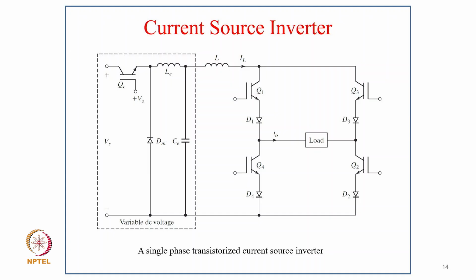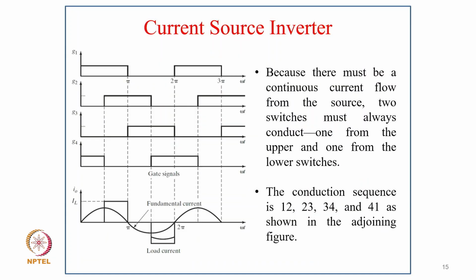So this can be operated in PWM mode, or it can be operated virtually in square mode. But because the DC link current is constant, to control the output current in the load we certainly require PWM control of this current source inverter.